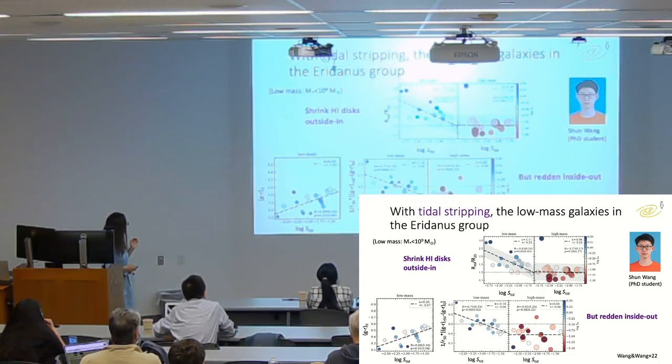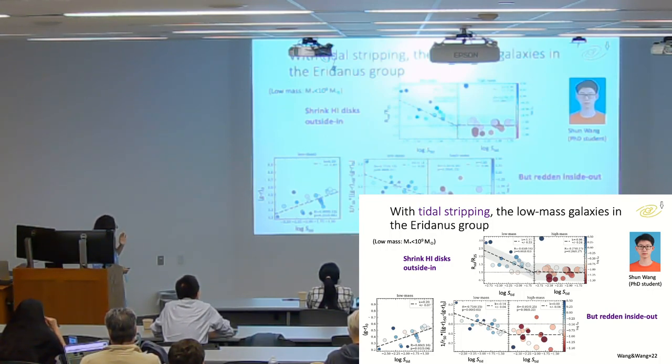Meanwhile, we also look into the color. The central color of the low mass galaxies reddens in response to stronger tidal stripping.